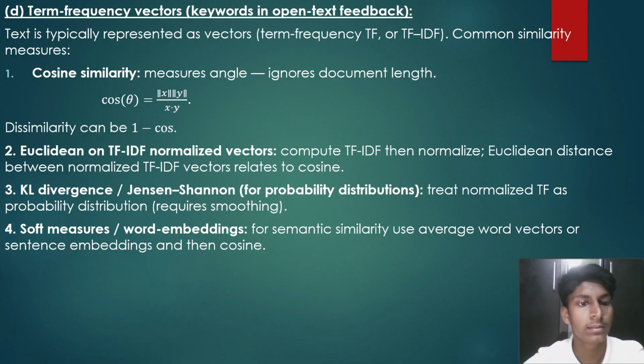KL divergence, Jensen-Shannon for probability distributions: treat normalized TF as a probability distribution, which requires smoothing. Soft measures with word embeddings: for semantic similarity, use average word vectors or sentence embeddings and the cosine.